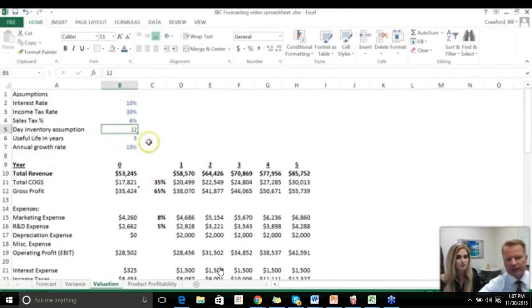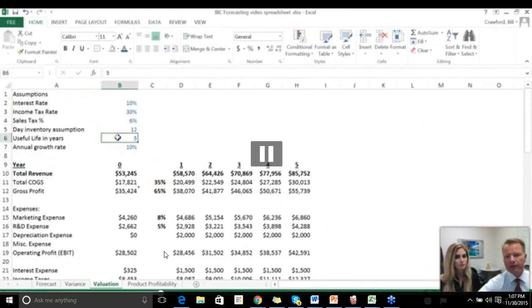I've changed the days inventory assumption here, but you could make it whatever you want. Useful life of our equipment. You remember it used to be 10 weeks. We're going to make this new equipment worth 5 years. And then an annual growth rate of 10%. Before we had weekly growth rates, now we have an annual growth rate.